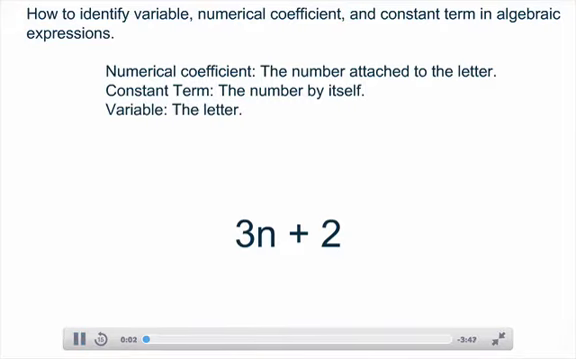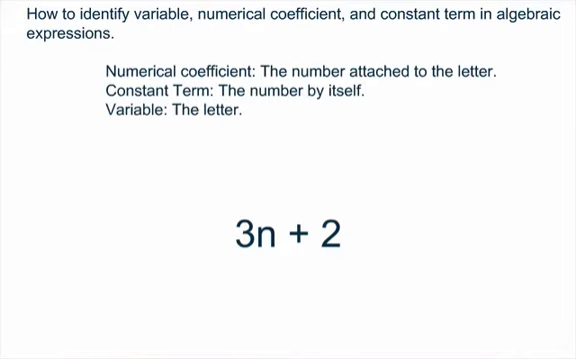In this lesson, we're going to be taking a look at how to identify a variable, numerical coefficient, and constant term in algebraic expressions. It's important to note that each of these are very specific and they have their own definitions. So I'm going to tell you the definition of what they technically are, and then I'm going to give you some hints.